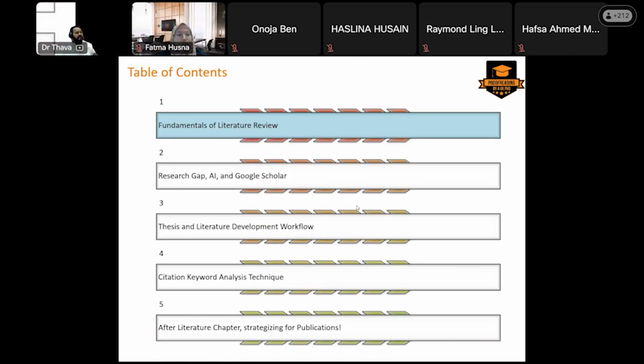All right, so we're going to cover 5 different areas today. The link is shared above, so you can click that link and get to the Telegram through that link. First one is going to focus on fundamentals of literature review. Number 2 is going to be on research gap, AI, Google Scholar, and all combinations.